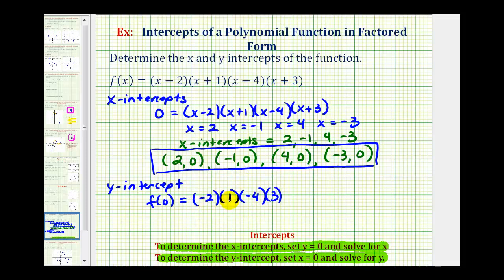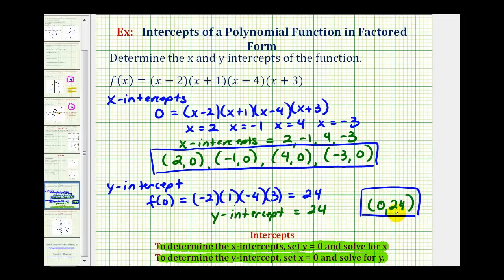So negative 2 times 1 is negative 2, times negative 4 is positive 8, times 3 is equal to positive 24. So there are two main ways to express the y-intercept. We can say the y-intercept equals 24, or given as a point, it would have coordinates (0, 24).